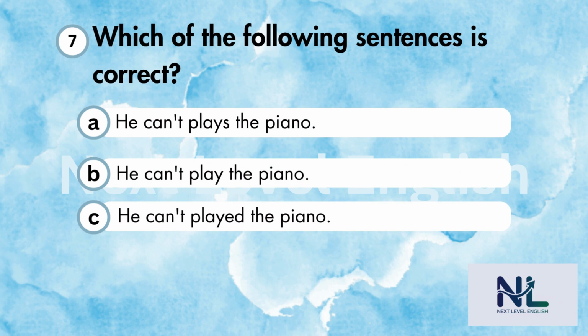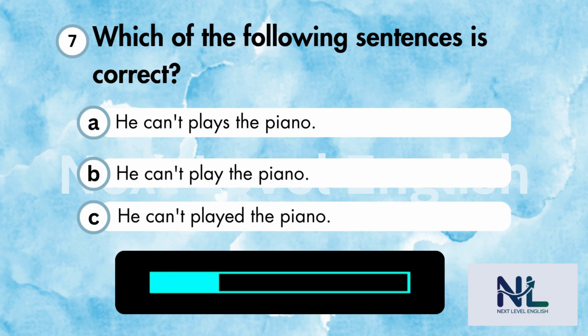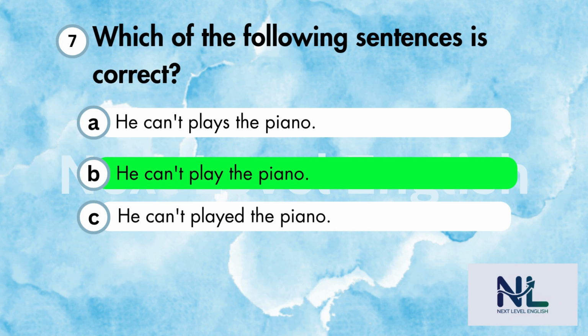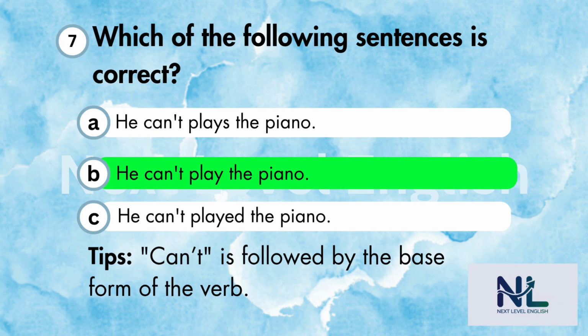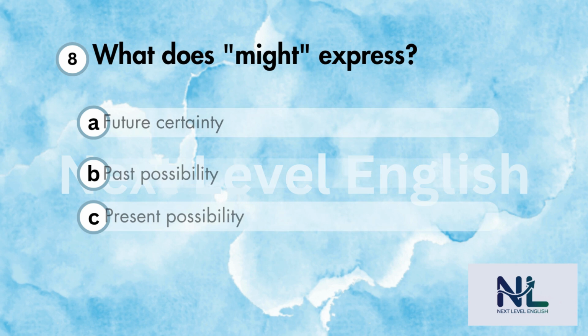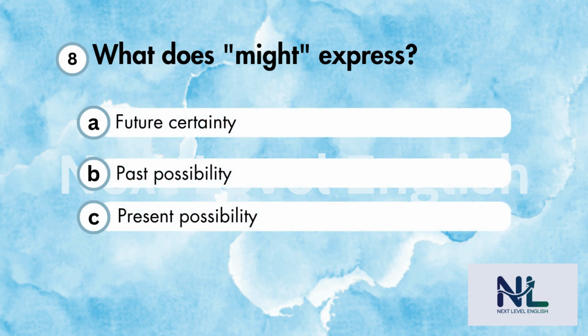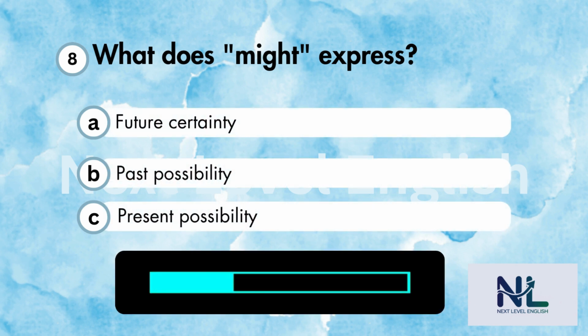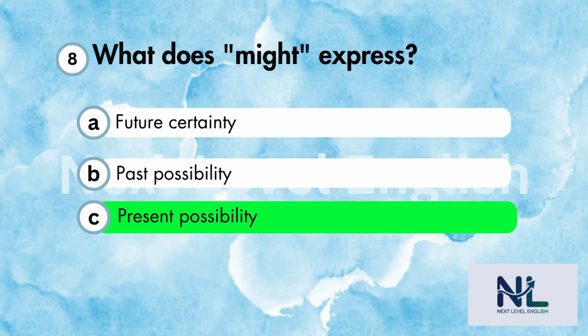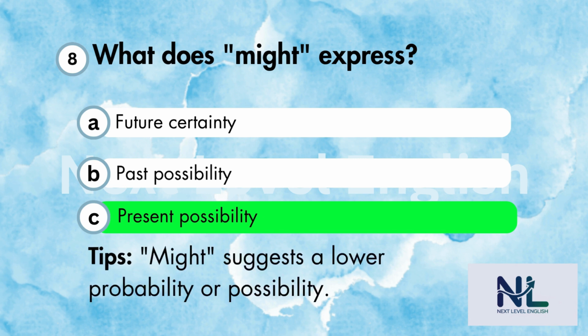7. Which of the following sentences is correct? He can't play the piano. Tips: can't is followed by the base form of the verb. 8. What does might express? Present possibility. Tips: might suggests a lower probability or possibility.